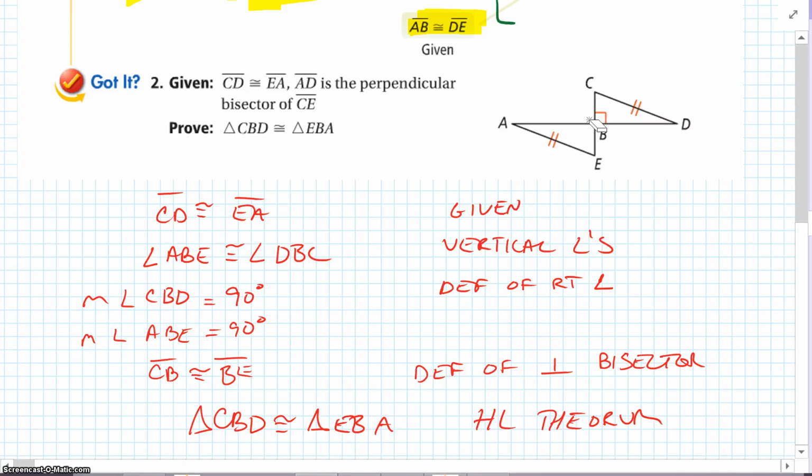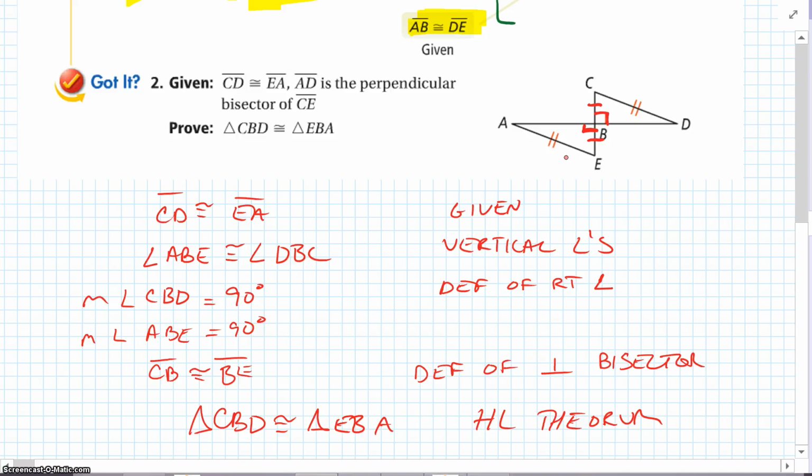All right, let's look at this one. Given CD is congruent to AE, I mark that AD is the perpendicular bisector of CE. So that tells me this segment and this segment are congruent. If I know angle CBD is a right angle, I know by vertical angles ABE is going to be a right angle as well. So let's go through what's given. CD is congruent to AE, that's given. I marked it on the screen.